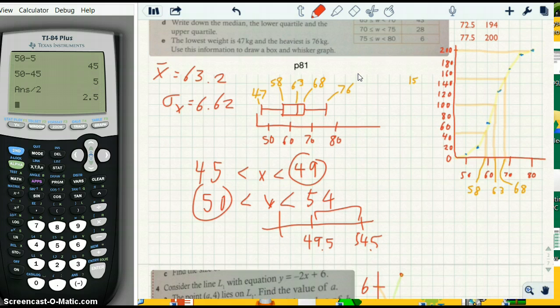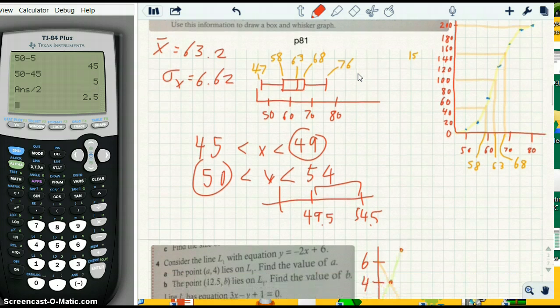And when you find the midpoints, you also need to find the midpoints of these two. So like the midpoint between 49.5 and 54.5 would be 49.5 plus 2.5. It would be 52, right? Because 52 is halfway in between those 2 points.